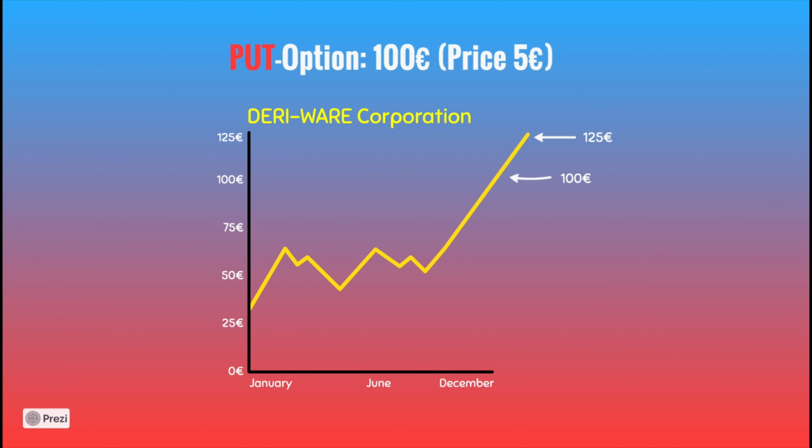Since the stock price of Dairyware Corporation is significantly above our strike price at the expiration date, we choose not to exercise the option and let it expire worthless, because we could sell the stock at 125 euros even without the option. However, we still have to pay the 5 euros for the option, resulting in a total loss of 5 euros from the put option. Therefore, options can lead to both gains and losses, and always come with a cost.